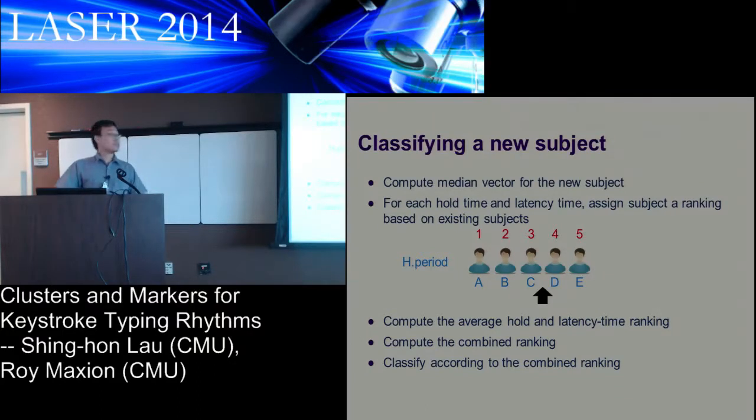So if I have, say, 5 subjects here, and the new subject comes in between C and D, I give them a rank of 3.5, right? Or I could even do something fancier and do some kind of linear interpolation between C and D. And so that would give me the ability to compute the ranking for that subject. And once I have that, I can compute the combined ranking and I can assess whether or not the marker holds or not.